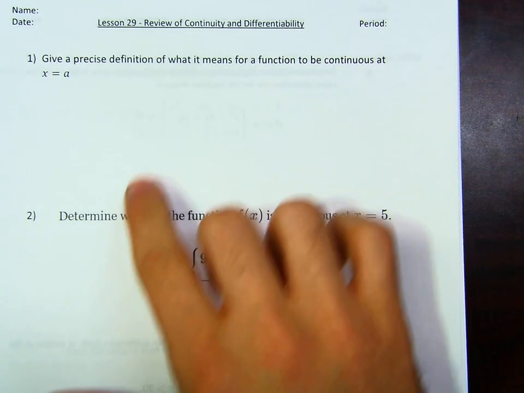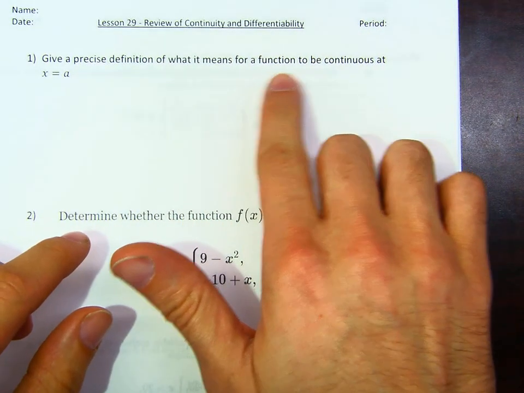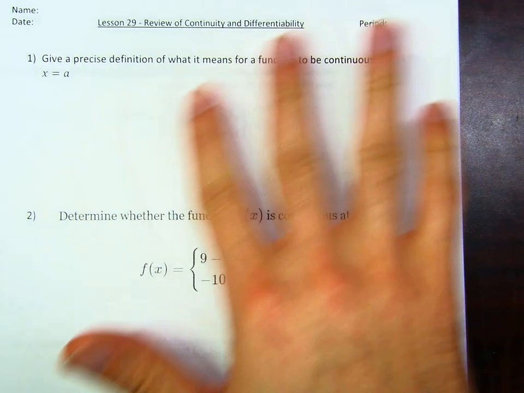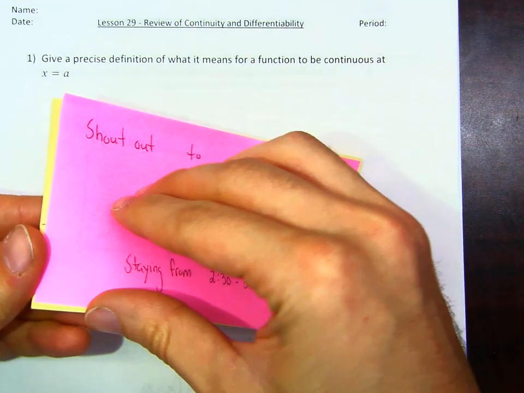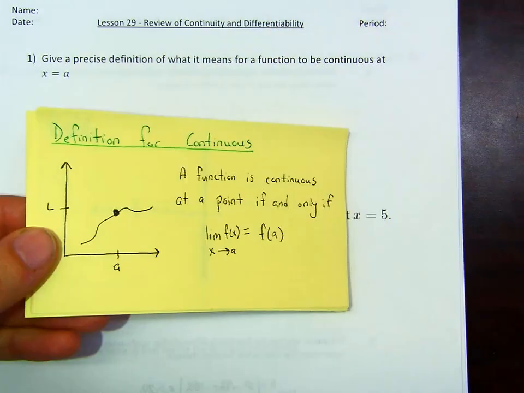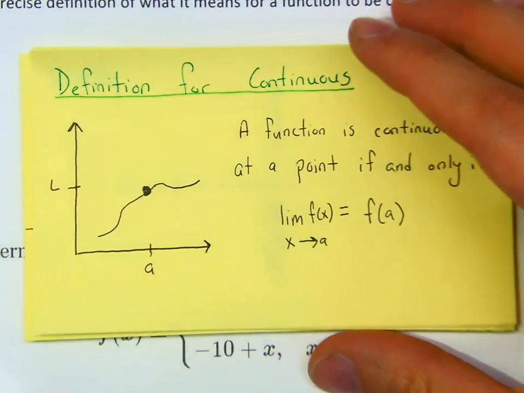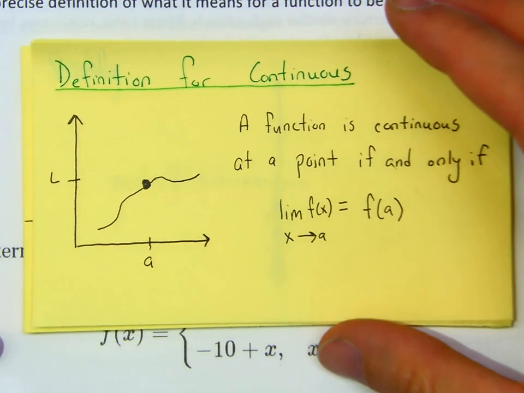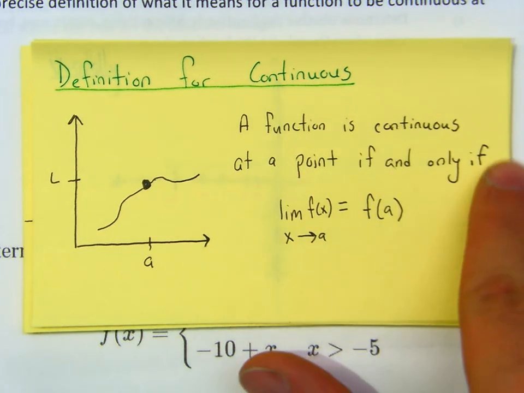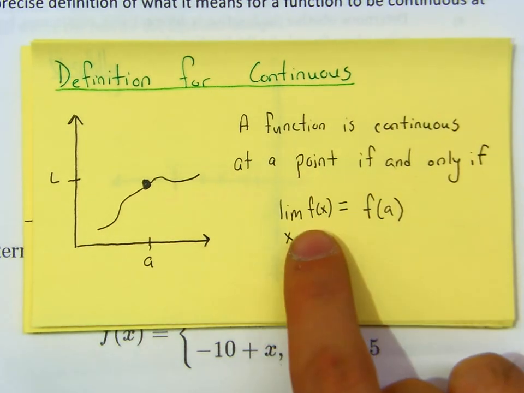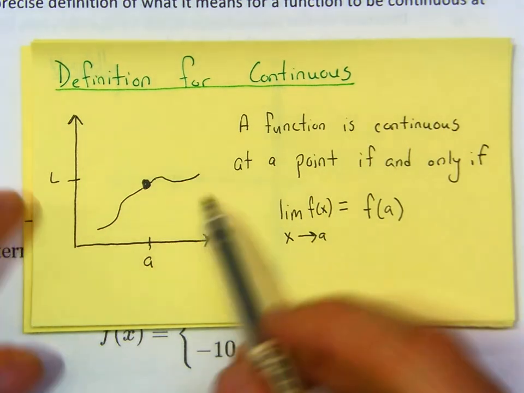Let's do this. So first part, it says give a precise definition for what it means for a function to be continuous at x equals a. So that idea of continuous, what does it mean? Let's take a look. Let's zoom in a little bit. It says a function is continuous at a point if and only if the limit is equal to what you plug in.